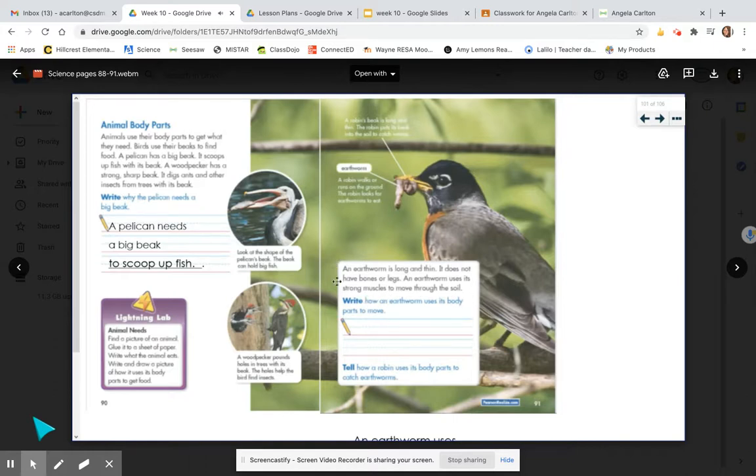Let's go over to page 91, and I will read here. An earthworm is long and thin. It does not have bones or legs. An earthworm uses its strong muscles to move through the soil. Read this little part one more time to yourself. Here's a photograph of a robin, and it says, a robin's beak is long and thin. The robin puts its beak into the soil to catch worms. And it also says, a robin walks or runs on the ground. The robin looks for earthworms to eat.